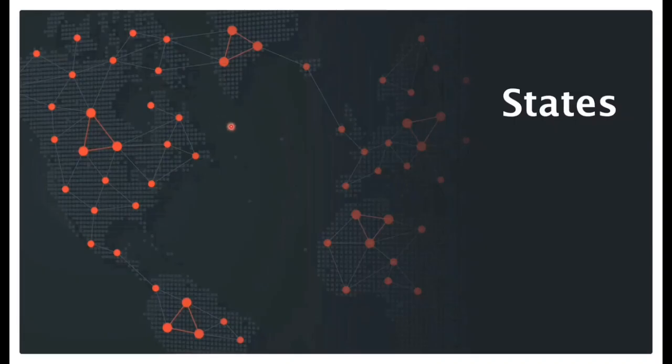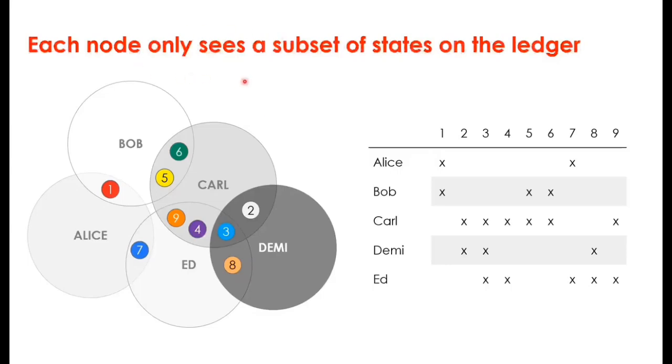So let's discuss states, Corda states, the states section of our Corda distributed application. Each node only sees a subset of states on the ledger. With Corda, privacy is the most important requirement for businesses on the Corda network. Yet traditional blockchain architectures share every fact with every participant on the ledger. There is no privacy beyond the anonymity of the public keys.